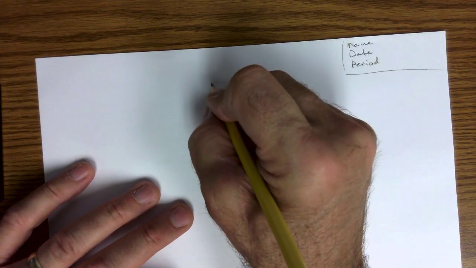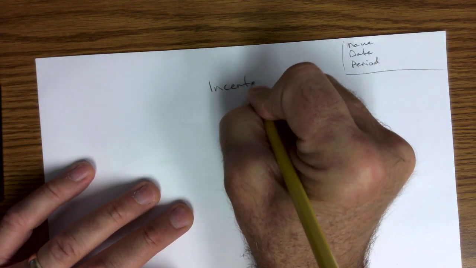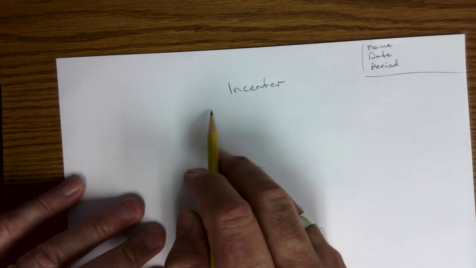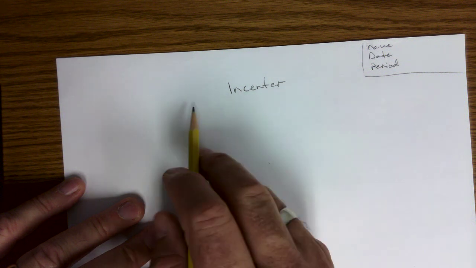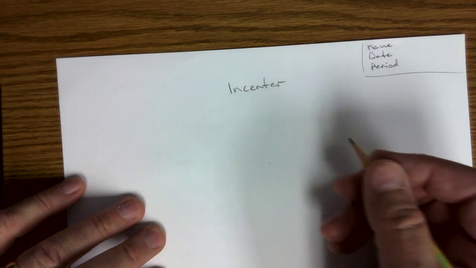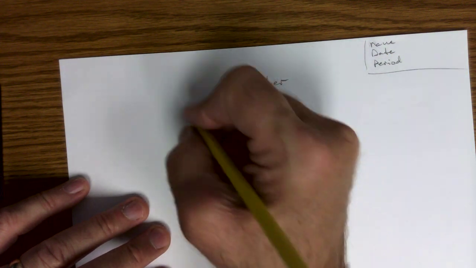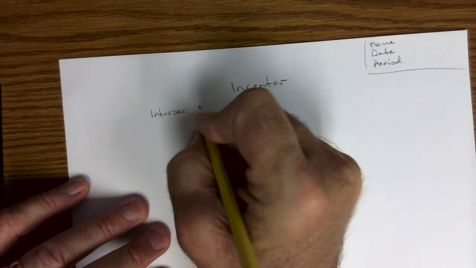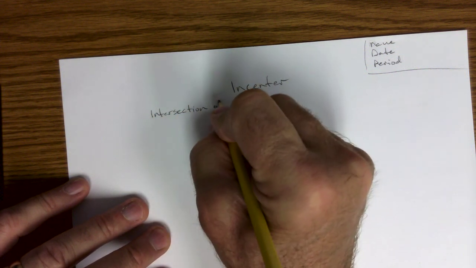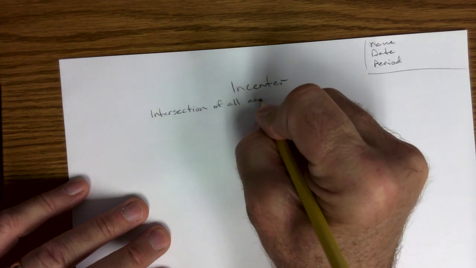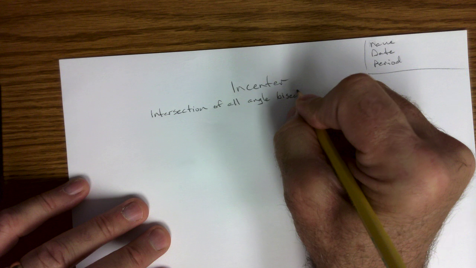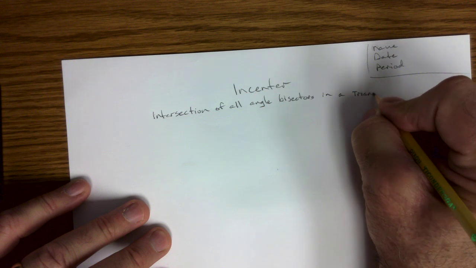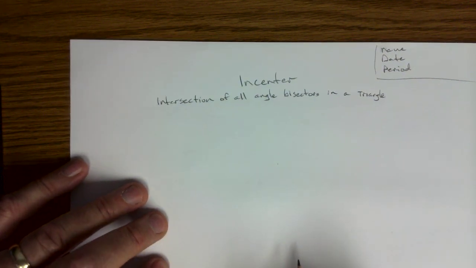And in here, we're just going to write the word incenter. And just below it, we're going to put, let's see, intersection of all angle bisectors of a triangle. We can probably do it on one line. Maybe 2 lines, but I'll do it smaller. Nah, I'll go 1 line. Intersection of all angle bisectors in a triangle.